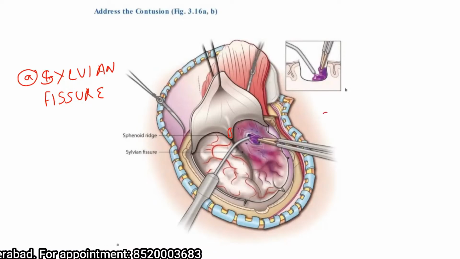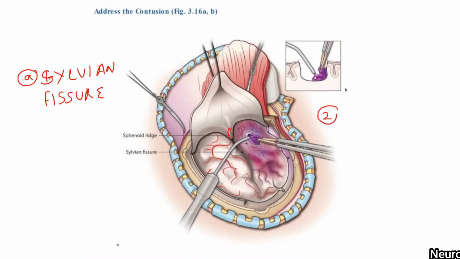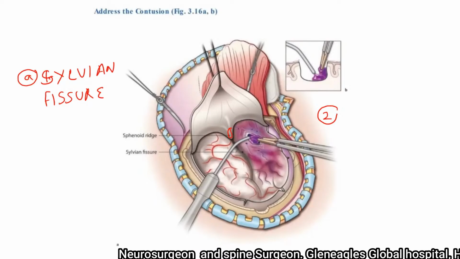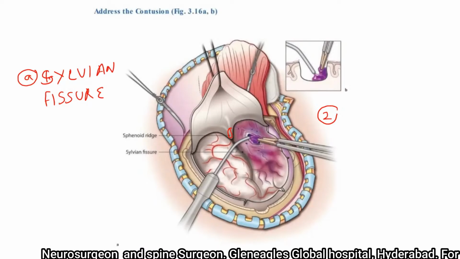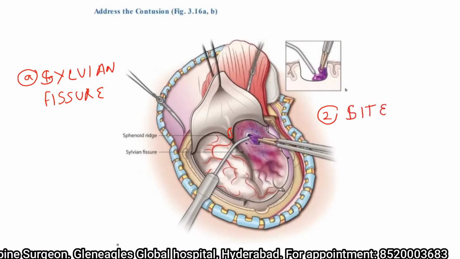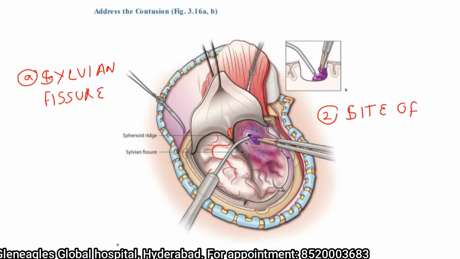Second step, inspect the cortical surface. Identify the ideal area of entry. An area of obvious contusion or cortical disruption is the ideal site of entry. Once you have identified the site of entry, so the second step was to identify the site of entry.